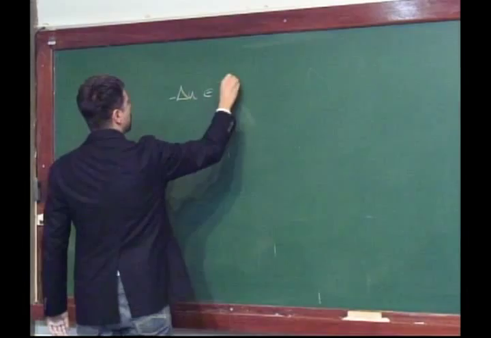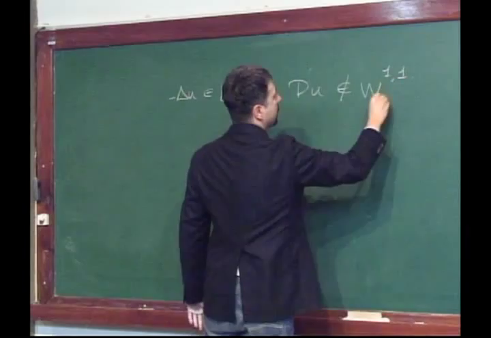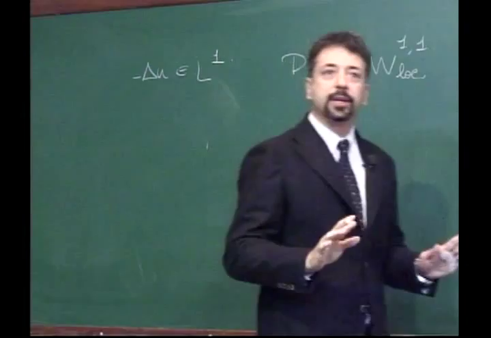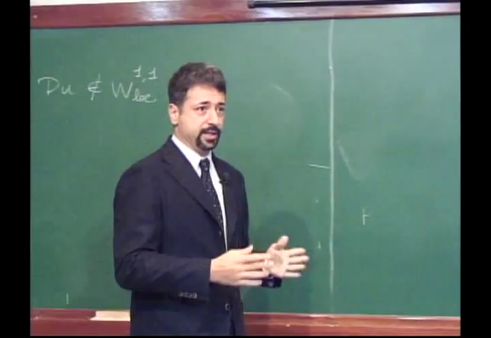What do you have? For measure data problems, if you consider the very simple case of the Laplacian with right-hand side in L1, then this is not true. In general, this doesn't belong to W^{1,1}, even locally. So this is the standard borderline critical case where you cannot prove that there are second derivatives. This, of course, happens when the right-hand side is in L1. Okay, so everything seems to be lost in the case of measure data.